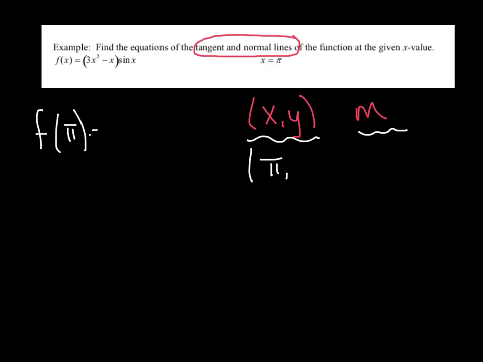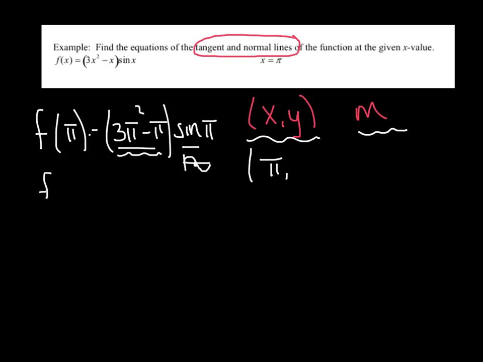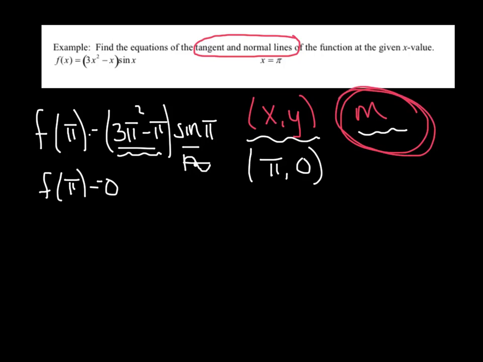Replace your x with pi. So I've got 3 pi squared minus pi times the sine of pi. All right, now I can't do much with this 3 pi squared minus pi, but what's the sine of pi? Picture that sine curve. The sine of pi is 0, which makes this times 0, 0. And that happens pretty frequently. So my point is pi comma 0. Now, to get my slope, that's where calculus comes in. I have to take the derivative.